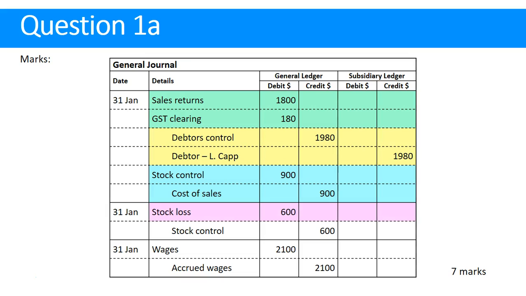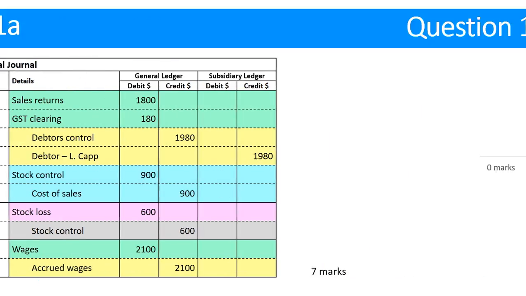For the stock loss, we had one entry for the debit to stock loss and then one entry for the credit to stock control. And therefore that gave a lot of students who did have trouble getting the amount right a chance to get one carry forward mark, given that the entry for the stock control account is dependent on what you did for the first entry. And lastly, we had a debit to wages for 1 mark and a credit to accrued wages for 1, and that's our total of 7 marks.